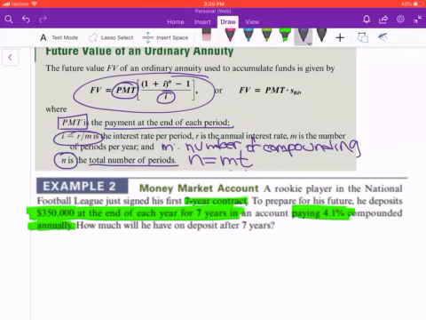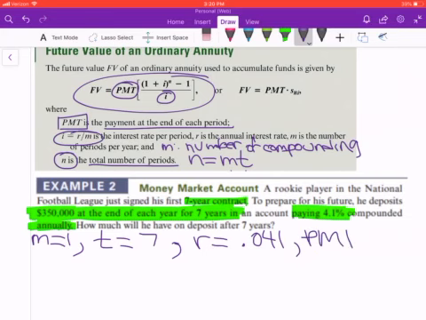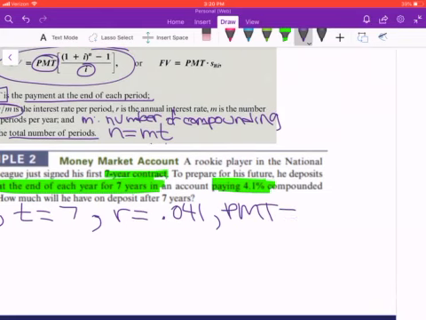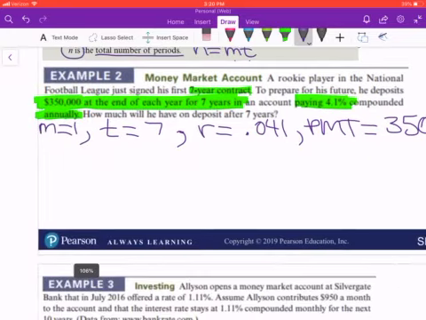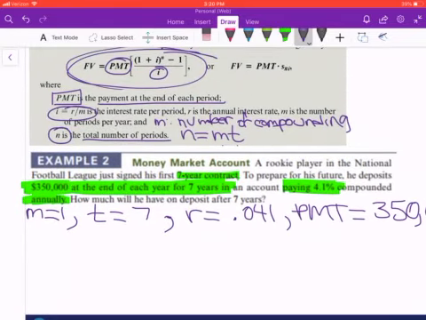So again, for this one, we're going to use M is equal to 1. T will be 7 for 7 years. And we're going to have R is equal to 0.041. And we are going to have the payment, remember that is what PMT stands for, of $350,000 at the end of every year. So now we're going to use our formula, the one that we have here.